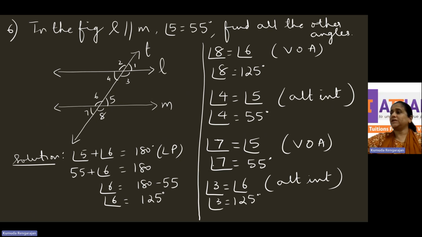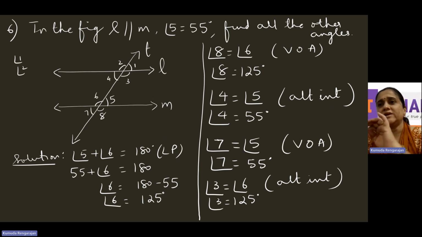Now what is remaining to be found? Have we found angle 1? No. 2? So have we found 2? No. 3? 4? 5? 6? 7? 8? Yeah, 1 and 2 are remaining to be found. There's nothing like you should find in the order. You don't have to find 1 first and then 2. Any order you can find, but you should find all the angles.